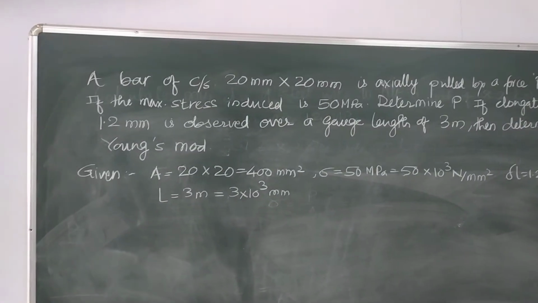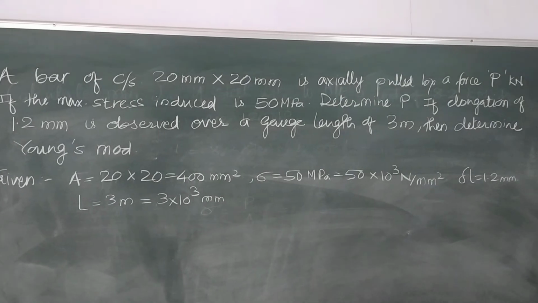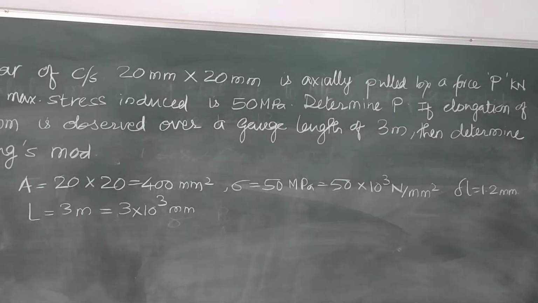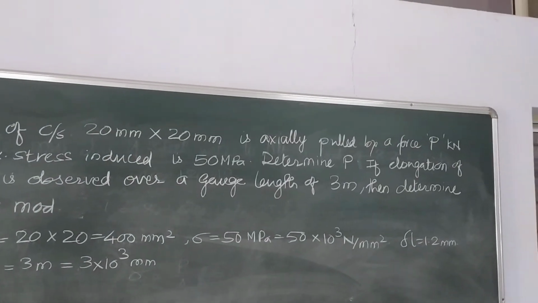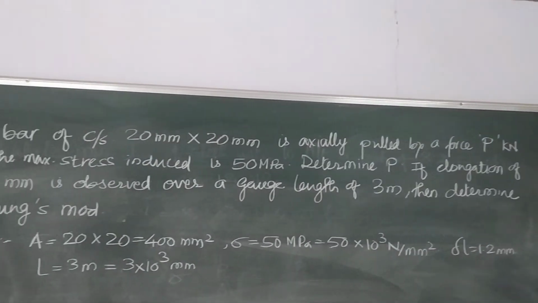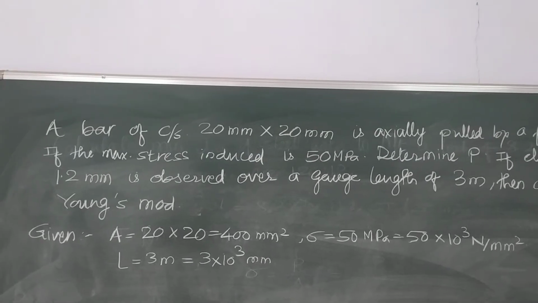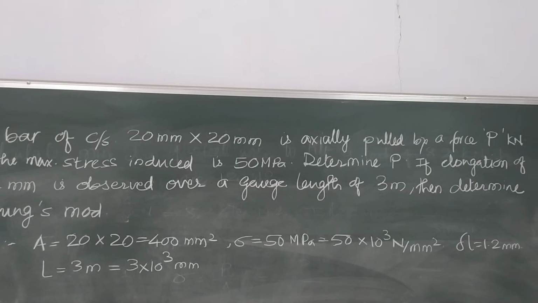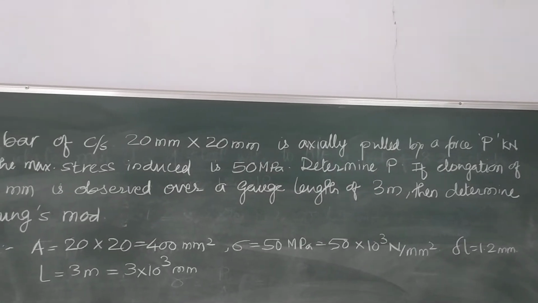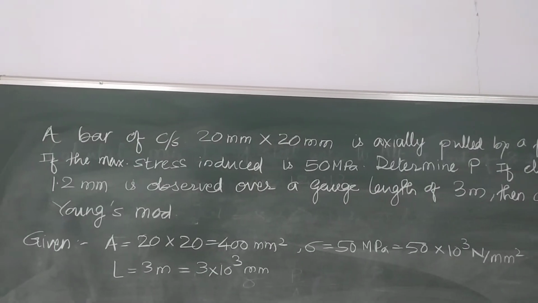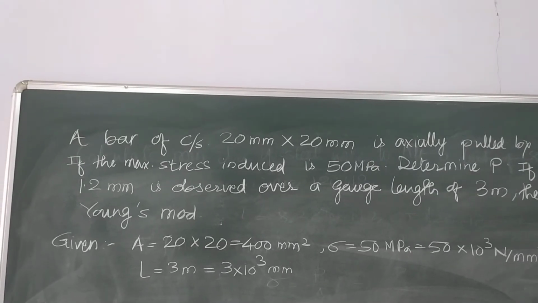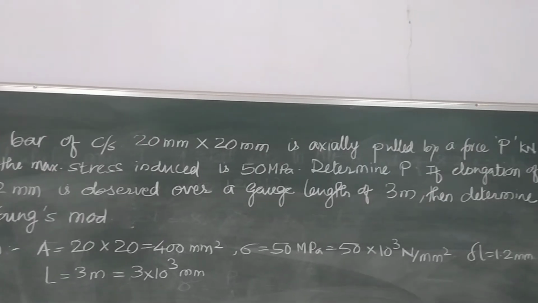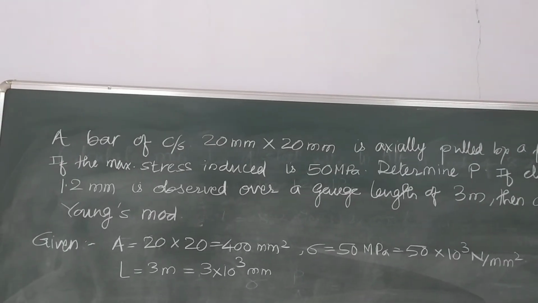A bar of cross section 20 mm by 20 mm is axially pulled by a force P kilonewton. If the maximum stress induced is 50 megapascal, determine force P. If elongation of 1.2 millimeter is observed over a gauge length of 3 meter, then determine Young's modulus.